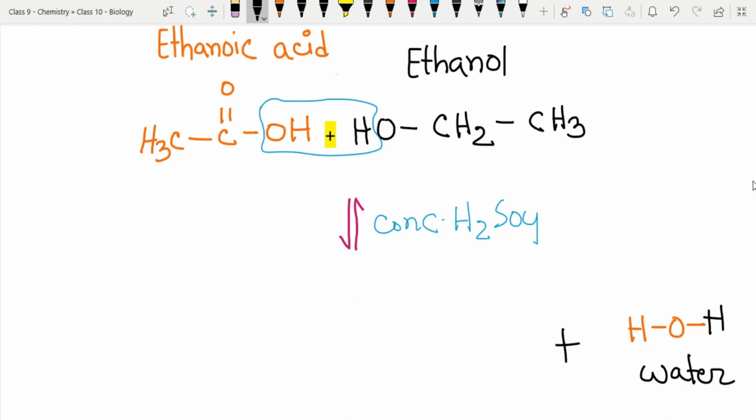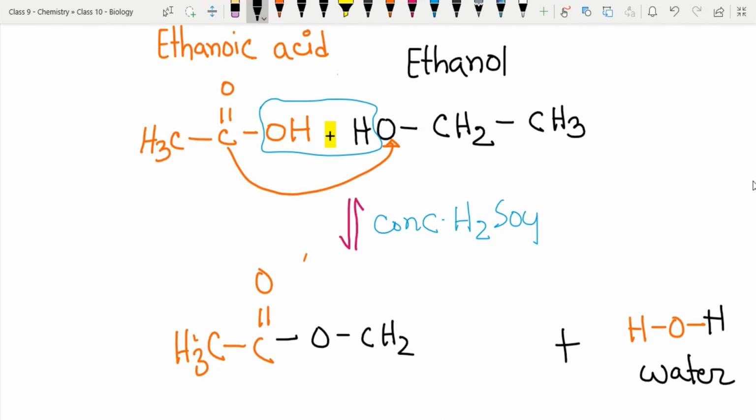Now, if we join the remaining portion of both of these molecules, we will get the ester molecule. So how can we write the ester molecule? Let's see. The H3C, that is methyl, C double bond O. This carbon will be connected to the oxygen atom of ethanol. So we can write oxygen CH2 CH3. So this is the ester molecule.